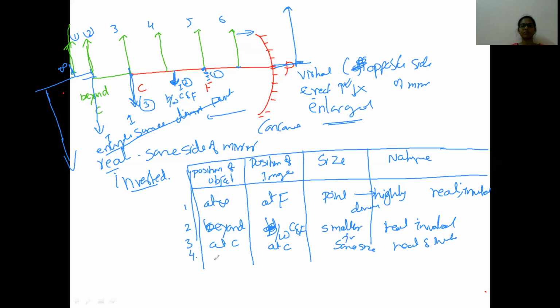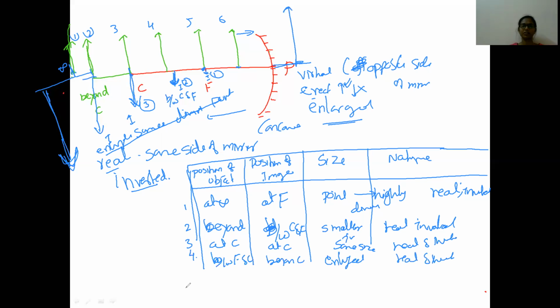Next, the fourth condition, when you take the object between C and F, like this, the image will form behind C. This is the last condition, behind C it will form. In that condition, an enlarged image will form, but it is real and inverted.